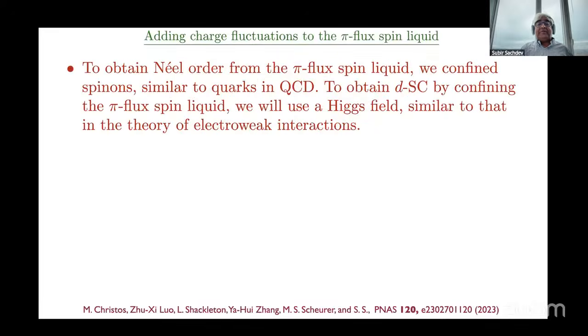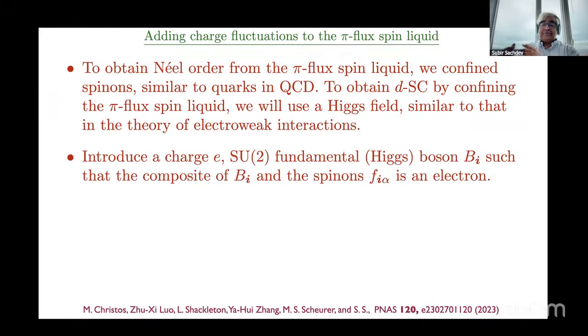All right, so this is the key idea. To obtain Néel order from the pi flux spin liquid in the insulator, we confine the spinon, similar to quarks in quantum chromodynamics. But to obtain D-wave superconductivity by confining the spin liquid, we will use a Higgs field. And now this is similar to the theory of electroweak interactions. It's kind of remarkable how we're using the same old tricks that are used in the standard model.